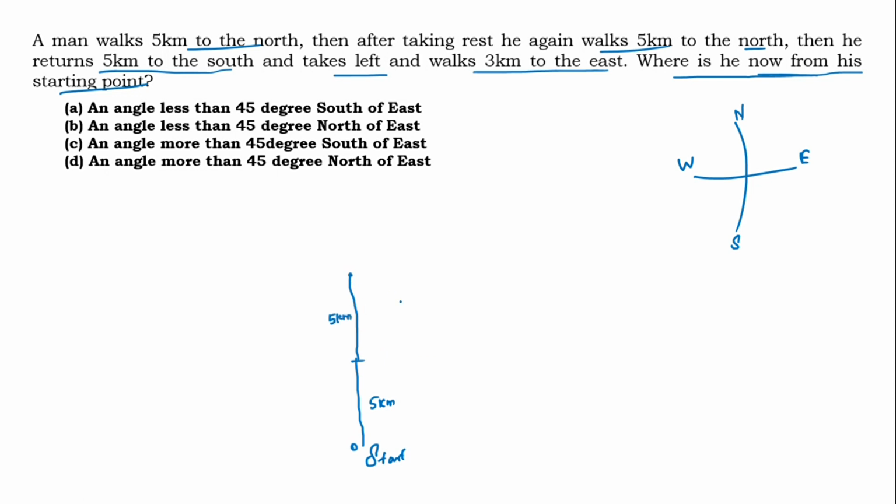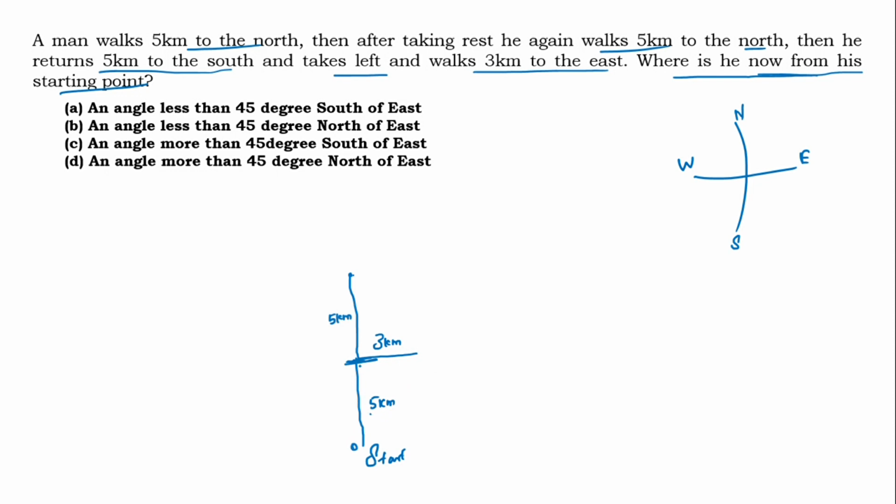Then he returns 5 km to the south. So he is here now and takes left and walks 3 km to the east. So again check the distance: 5 km and 3 km.